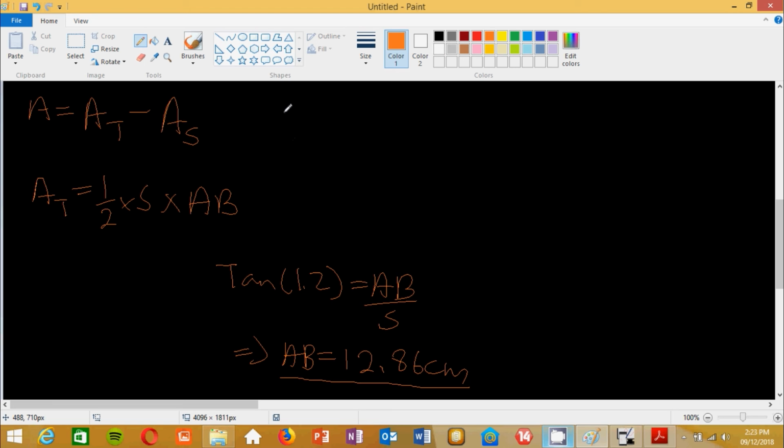So therefore, the area of my triangle is equal to a half multiplied by 5 multiplied by 12.86, which is going to give me 32.15. So this is the area of my triangle, 32.15.